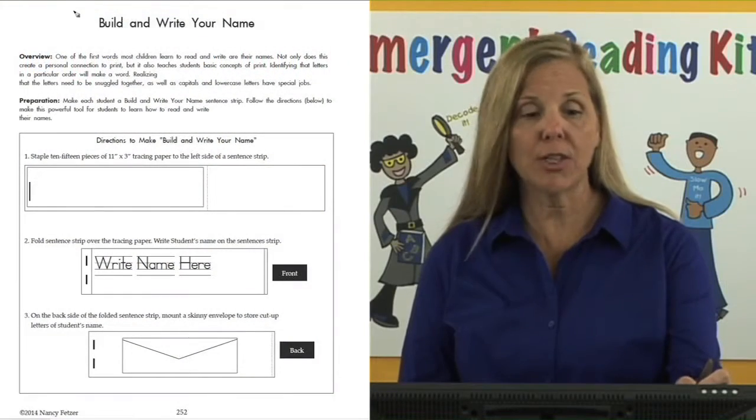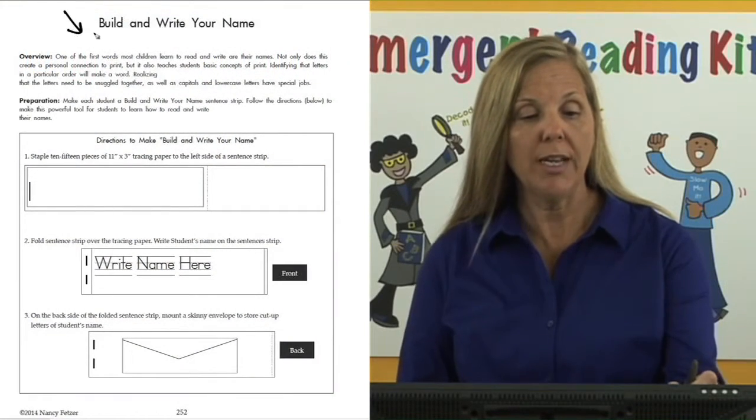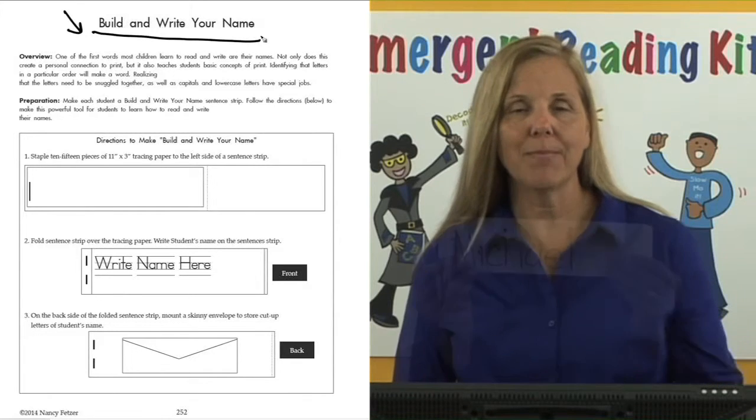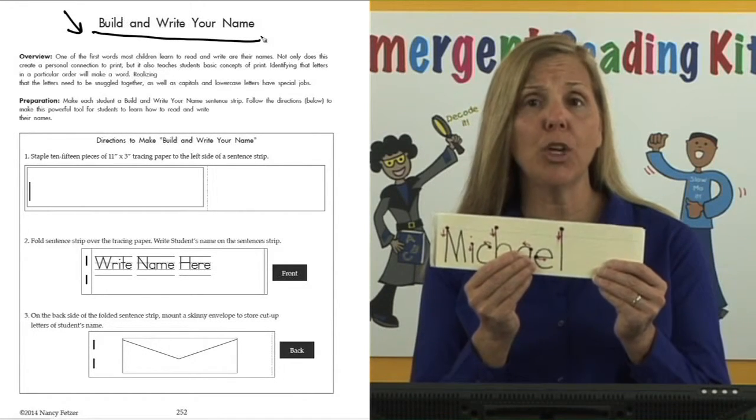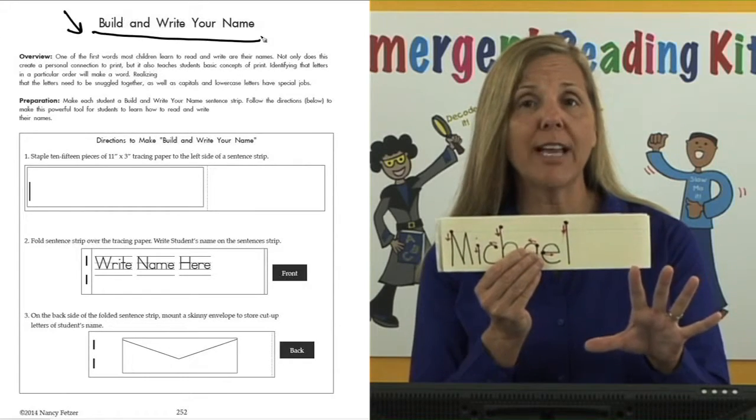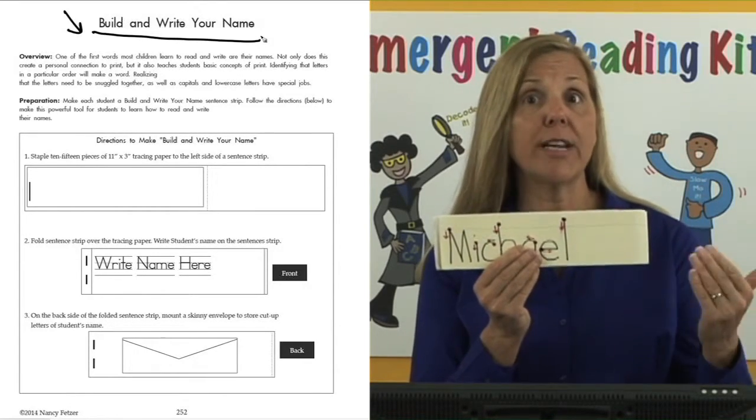On the first page of the chapter, 252, is the Build and Write Your Name. The Build and Write Your Name is a cute little tool that your students will use to build their name with cut-up letters, and then write their name on tracing paper.